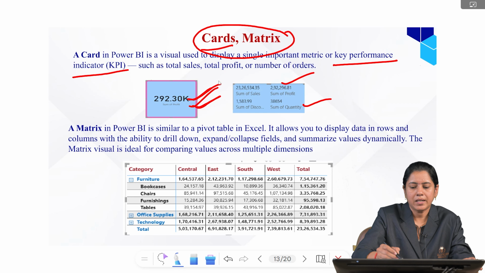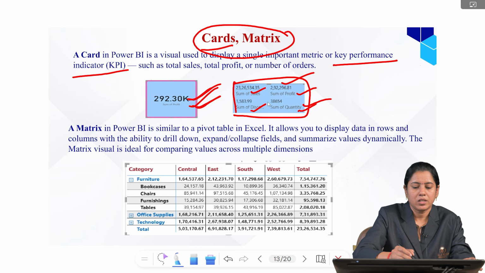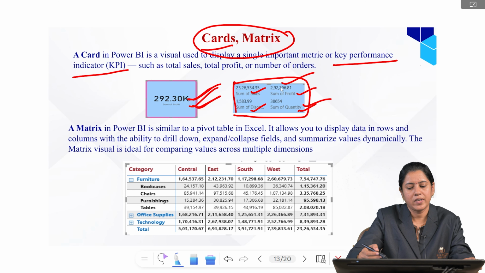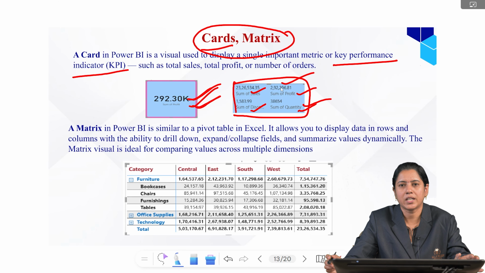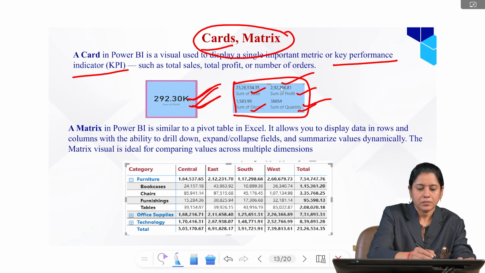So this is the simple card, and this is the multi-row card where we are displaying different measures. This one simply displays only the sum of profits, but here we are displaying the sum of sales, profits, discount and quantity, all 4 in the same card.